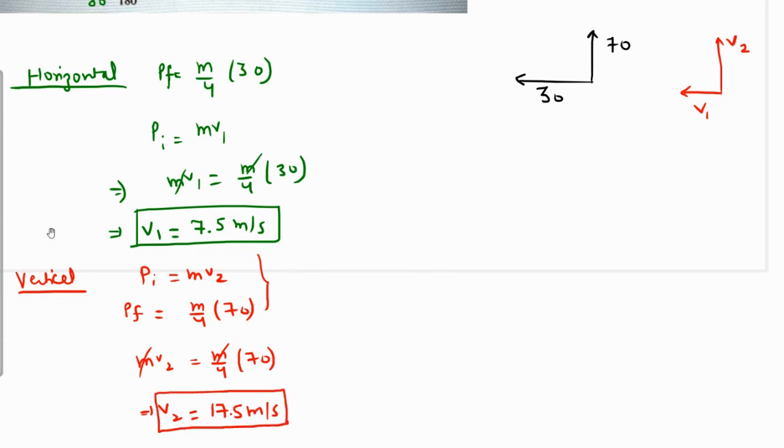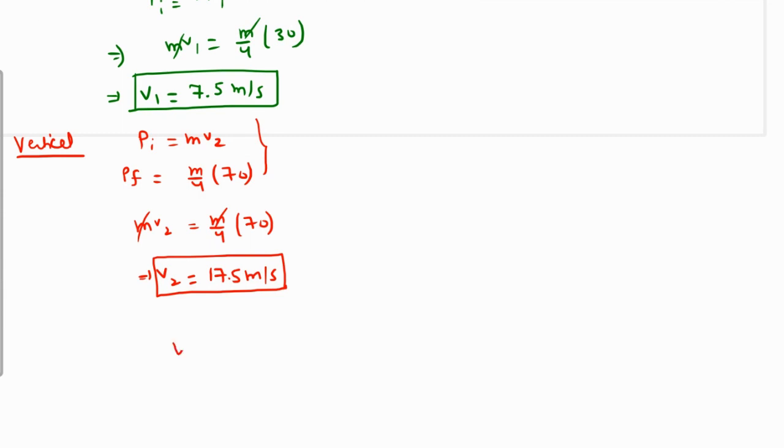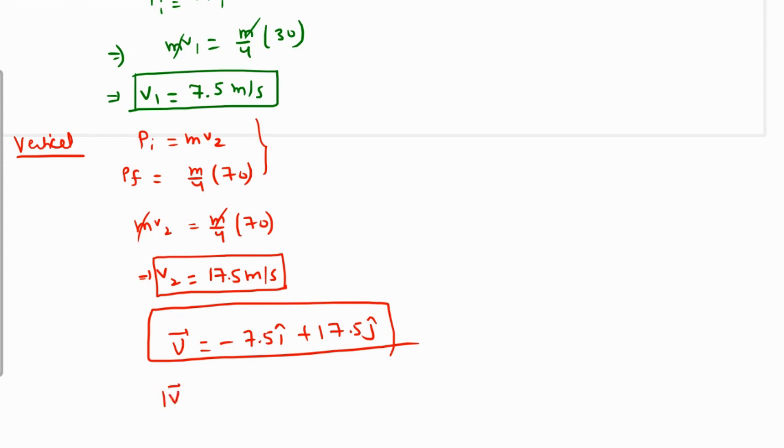So if we are interested in the initial net velocity, that's going to be negative 7.5 i cap, since it is in the left direction, plus 17.5 j cap. This is in the vector notation, and the magnitude is going to be the square root of 7.5 squared plus 17.5 squared, which is 19.04 meters per second. That is the magnitude.